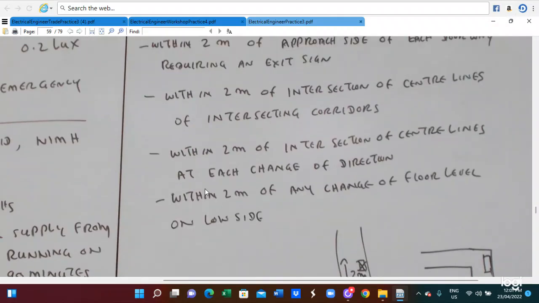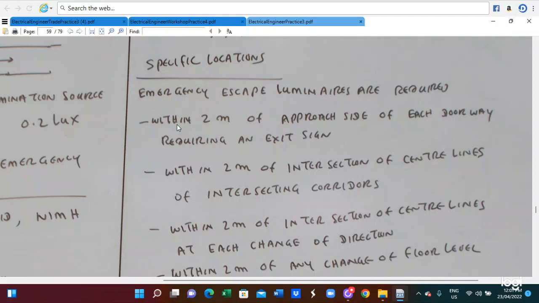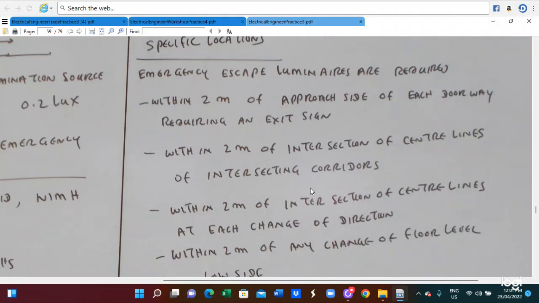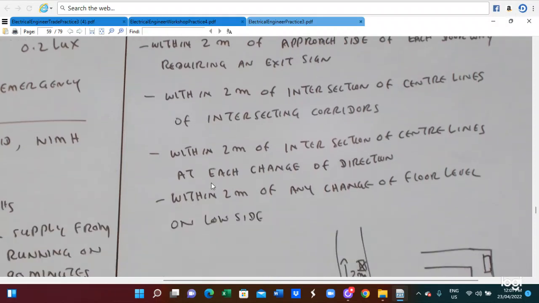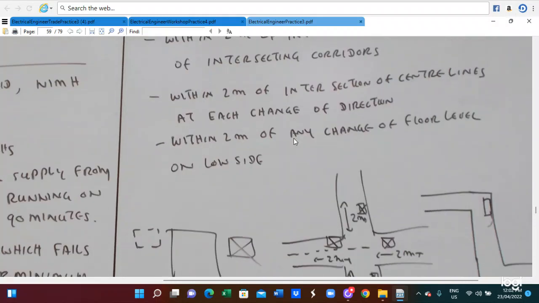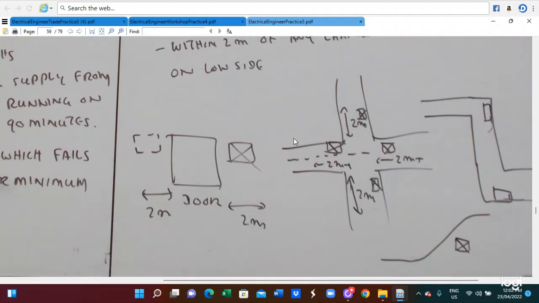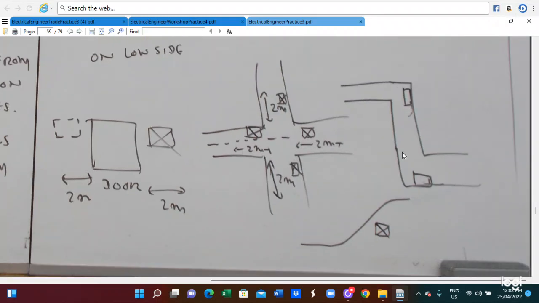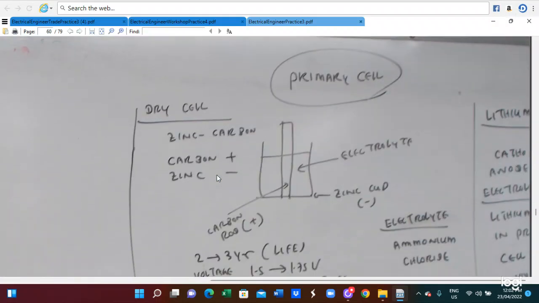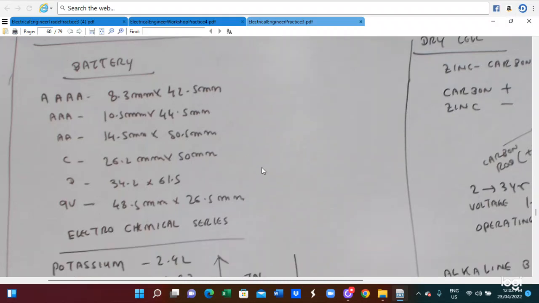In this case, we also provide a specific location. Emergency escape luminaires are required within 2 meters of the approach side of the exit doorway, and within 2 meters of the intersection of the center lines of intersecting corridors, within 2 meters of each change of direction, and within 2 meters of any change of floor level on the low side. So at any change of direction, any intersection, we must provide the luminaire. Also on the low side and high side, and from the doorway within 2 meters, we must provide the emergency cell. So we have to utilize the battery.